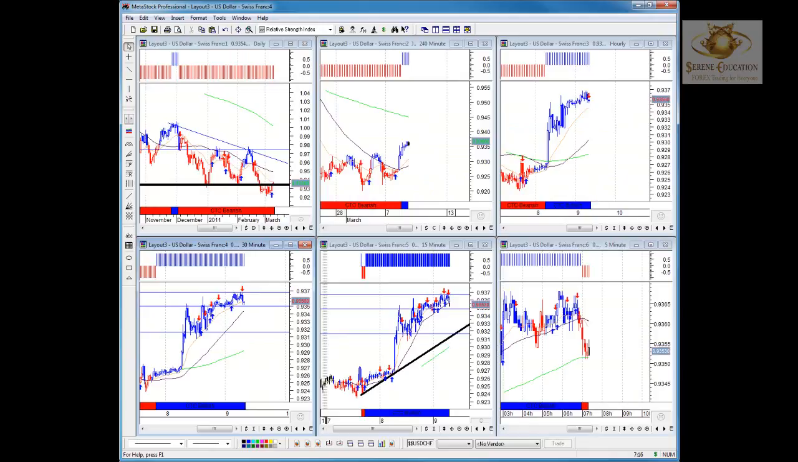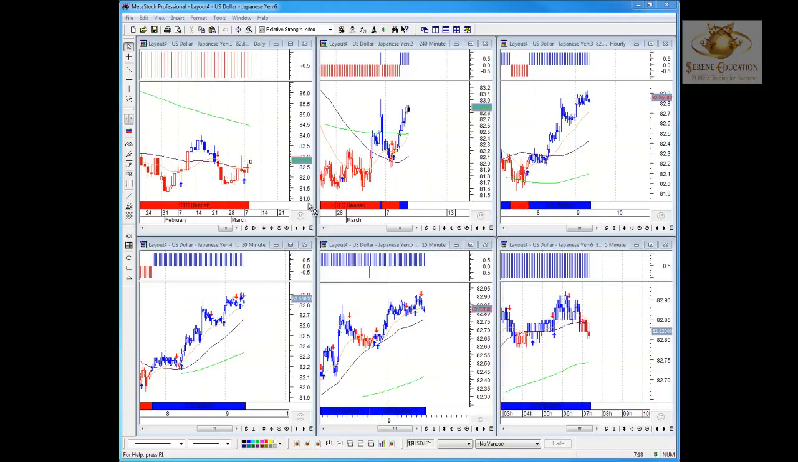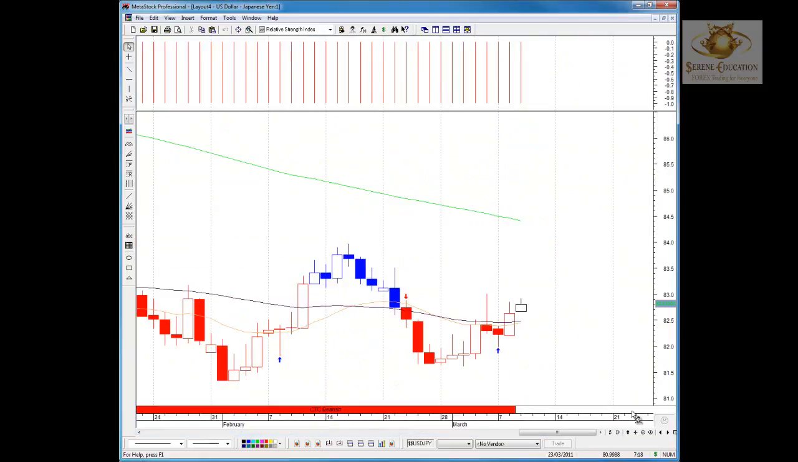Hey guys, that's US dollar Swiss franc. I'll be back next with the last pair of the day, the US dollar Japanese yen. Okay, and the last pair today, the 9th of March, is the US dollar against Japanese yen.